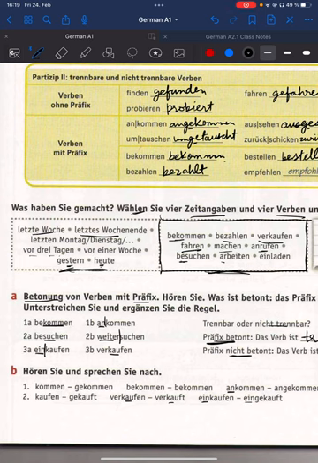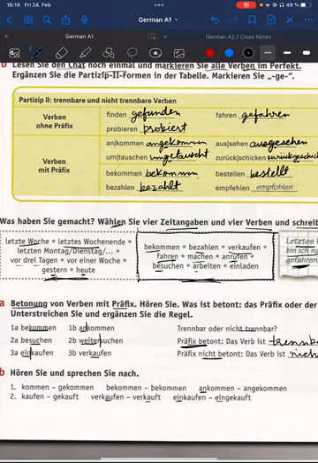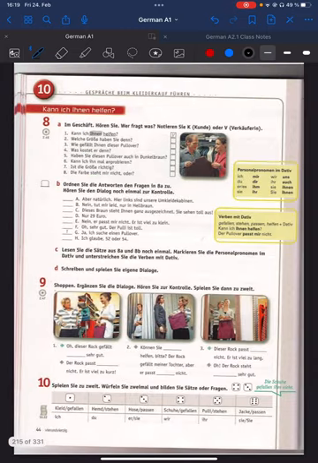Yeah, so these are all the verbs. Don't rely on the sound; rely on your memory to remember. Kommen, gekommen, bekommen, bekommen. Ankommen, angekommen. Kaufen, gekauft. Verkaufen, verkauft. Einkaufen, eingekauft. So, yeah, let's proceed.